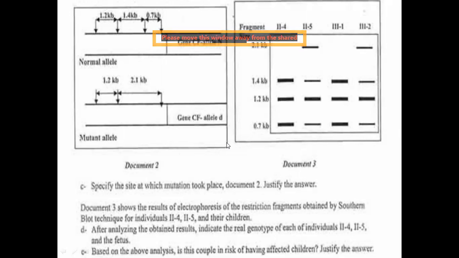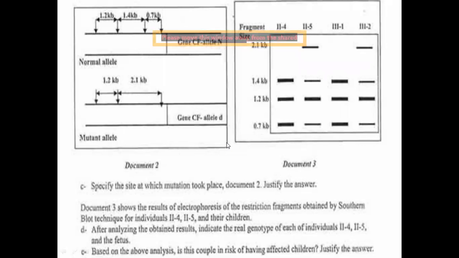First of all, I have to look at the bands, and according to the bands, I have to discuss whether they are homozygous or heterozygous. Here they did gel electrophoresis of the restriction fragments by the Southern blot technique for individuals 2-4 and 2-5 and their children 3-1 and 3-2, where 3-2 is the fetus. After analyzing the obtained results, indicate the real genotype of the individuals 2-4, 2-5, and the fetus as well.